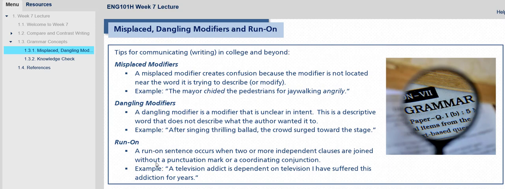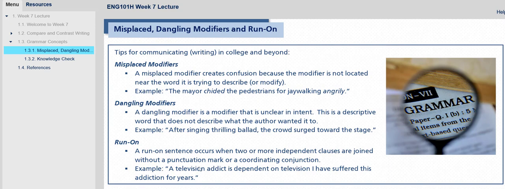See, so you correct the run-on sentence either with a punctuation mark or a coordinating conjunction, like FANBOYS: for, and, nor, but, or, yet, so. So here's an example of a run-on sentence. "A television addict is dependent on TV. I have suffered this addiction for years." Okay, here you're missing a period. So now you have a run-on sentence that is 2 sentences that run together. And therefore this is an incorrect sentence.